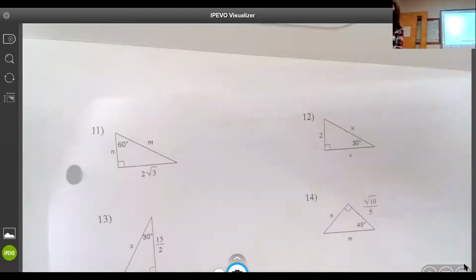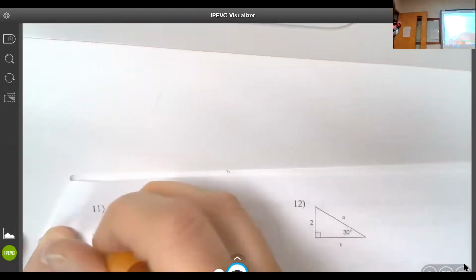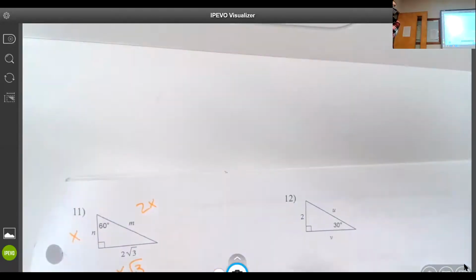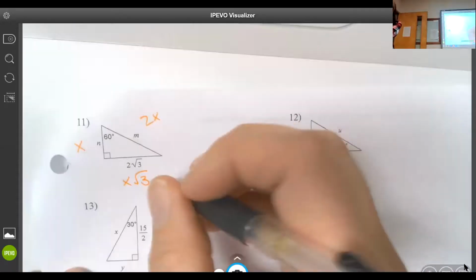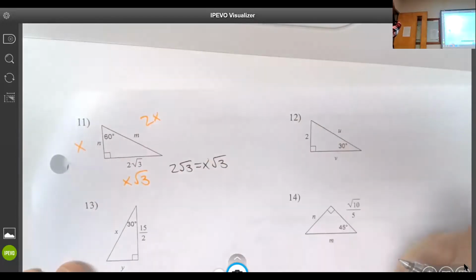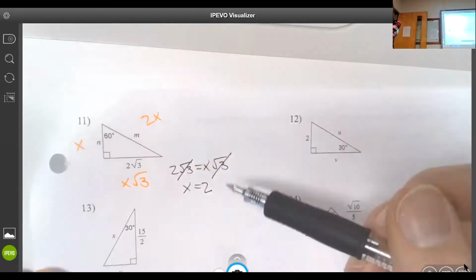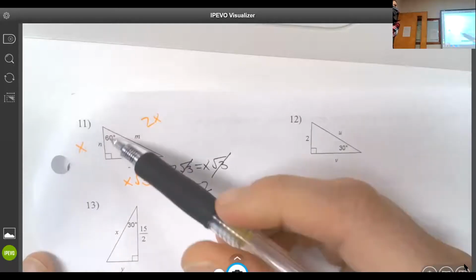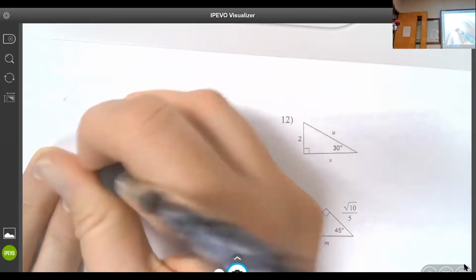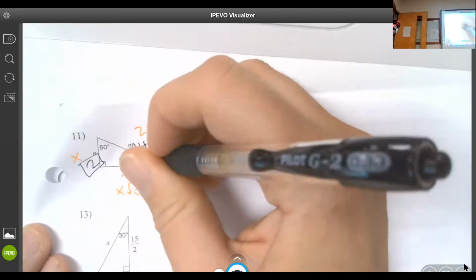On 11, 30, 60, 90, the side I'm given is the side across from 60, which is my x rad 3 side. This one's a little easier to solve than the last one. If 2 rad 3 equals x rad 3, what does x equal? 2. Yeah, I can just cross off those rad 3s. X equals 2. So if x equals 2, now I can plug that in. This side is x, so this side is 2. This side is 2x, which means my hypotenuse is 4. Good.